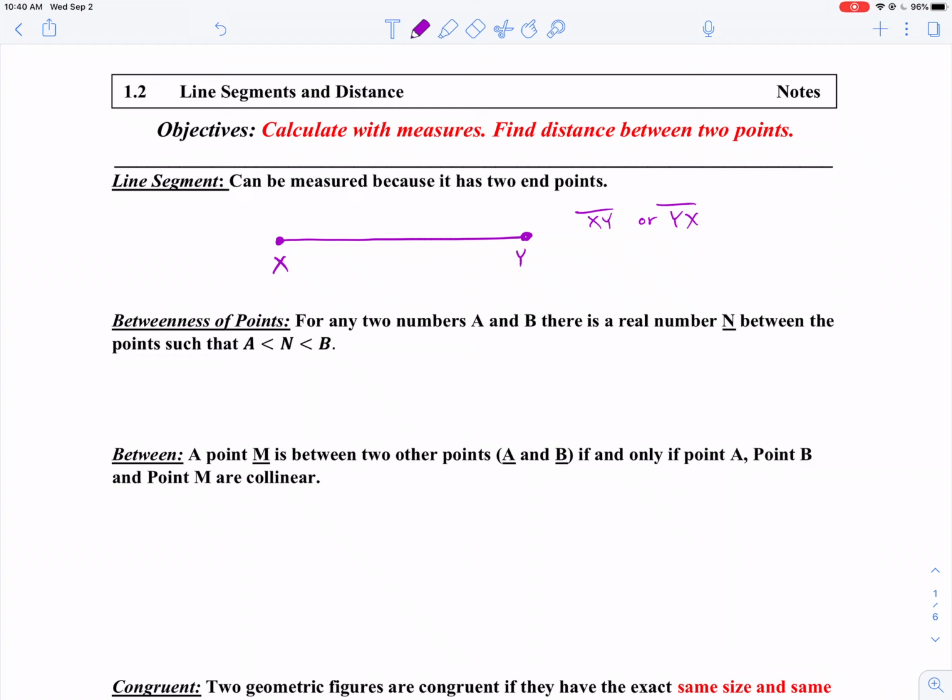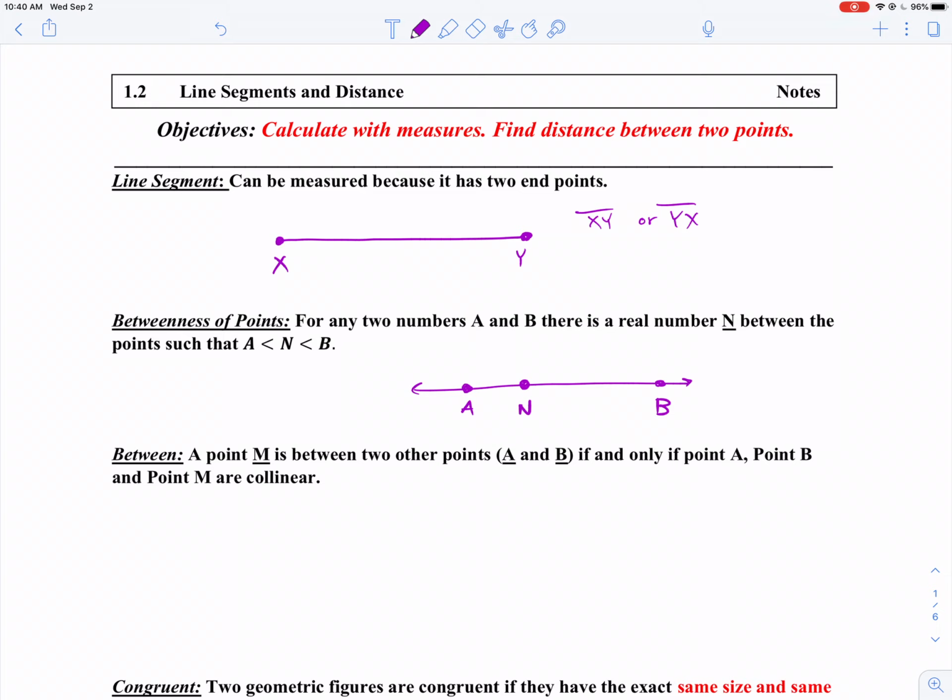All right, betweenness of points. We're going to go over both of these, but when I'm talking about betweenness of points, it's like I have a line, and I'm just talking about how there is another point in between. So maybe I have two numbers, I have A, I have B, and N, excuse me, is somewhere in between. So it's just showing me that N is greater than A, but smaller than B.